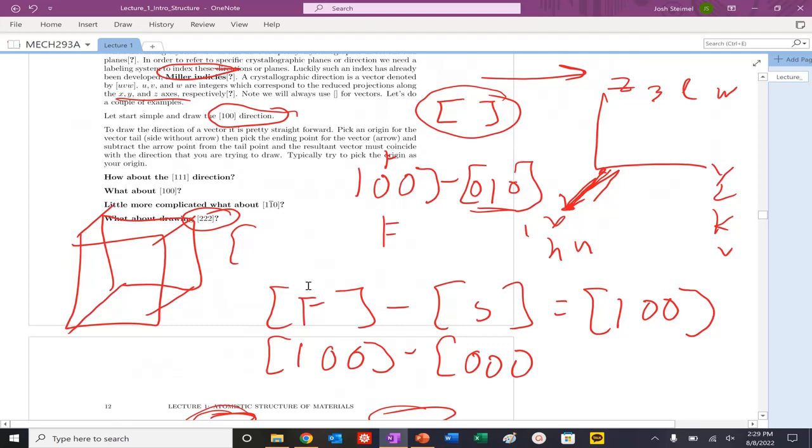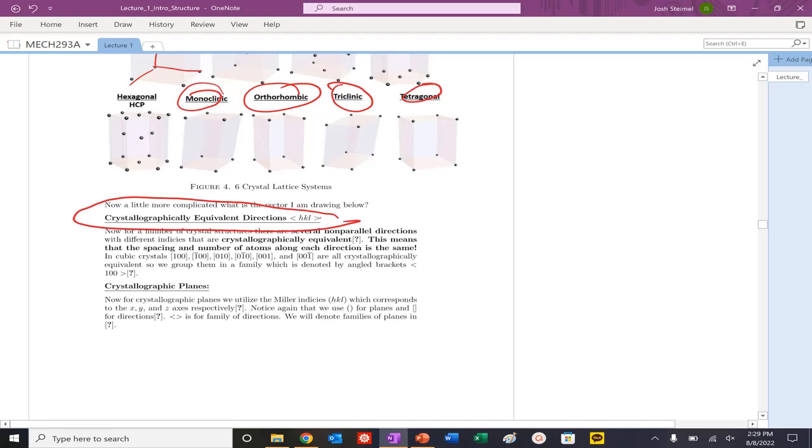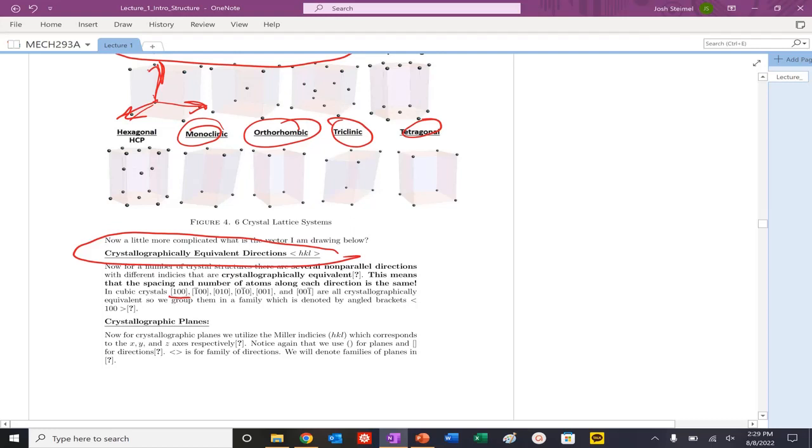Now, we are also going to talk about families of directions or equivalent directions. Depending on the crystal structure, you could have equivalent directions. So if I rotate my cube, you can't distinguish between one direction or another. For example, the 110 direction in a cubic structure, this direction right here, looks exactly the same as this one, and this one, and this one, et cetera. So all of these directions are what we call crystallographically equivalent, or a family of directions.